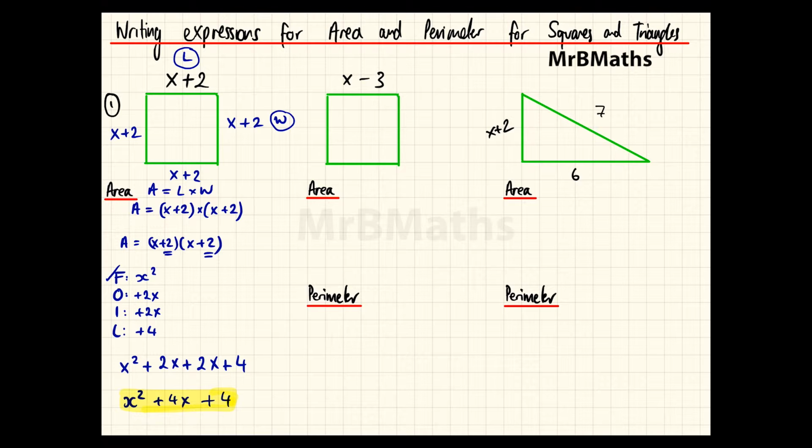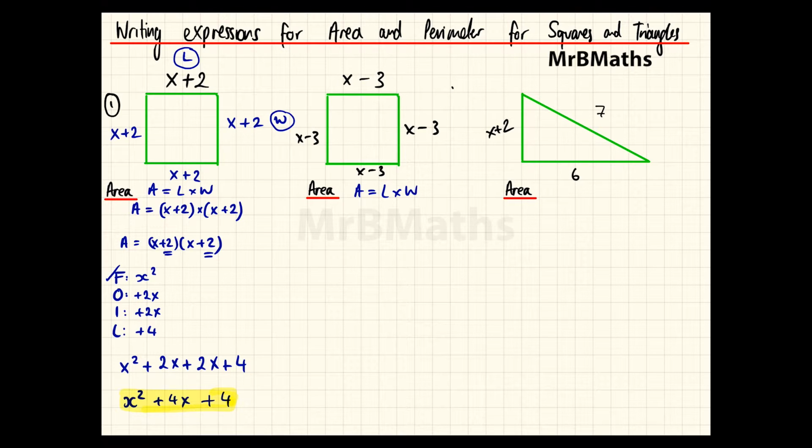Okay, now what I'm going to do is we'll do the area for all three first, and then we go on to perimeter for the second round. So here we've got, again, same thing, length times width. Just going to quickly add in the dimensions. So here I've got minus 3 as well, x minus 3, x minus 3.